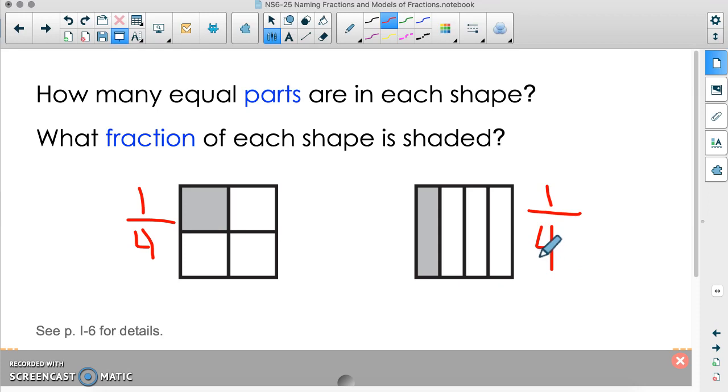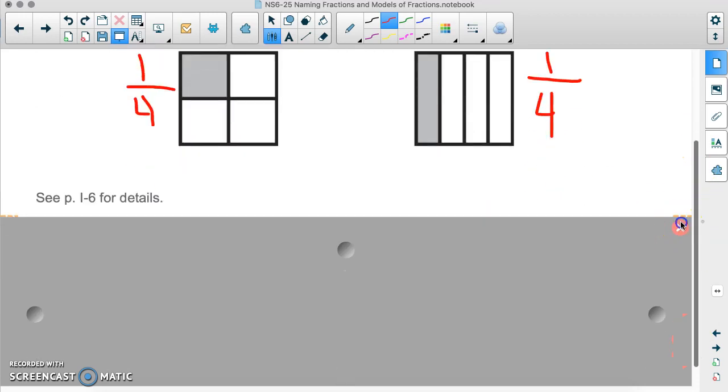Do they have the same shaded shape? No. Do they have the same shaded area? Yes, because in each case the shaded part is one of 4 equal pieces. So no matter what, they're both going to be 1/4.